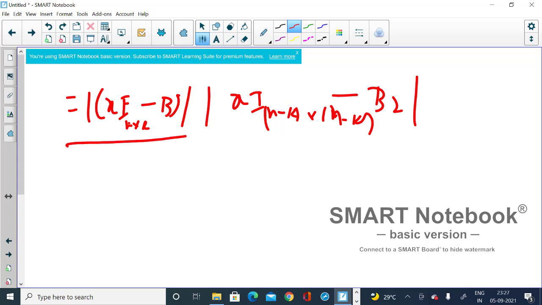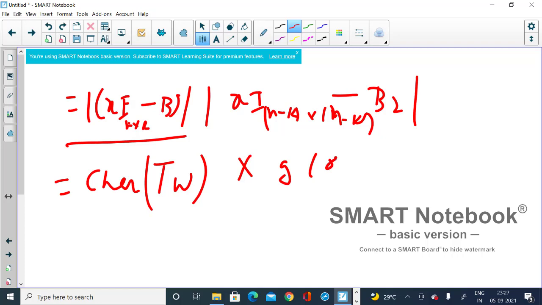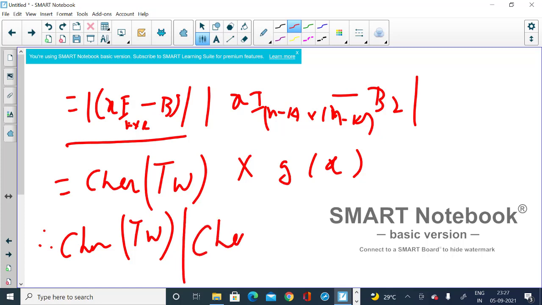But this first portion is nothing but the characteristic polynomial of T_W, or B, whatever. And then you have another polynomial of x, maybe g(x). And this shows that the characteristic polynomial of T_W is a factor inside the characteristic polynomial of T, and hence the characteristic polynomial of T_W divides the characteristic polynomial of T. This is the proof.